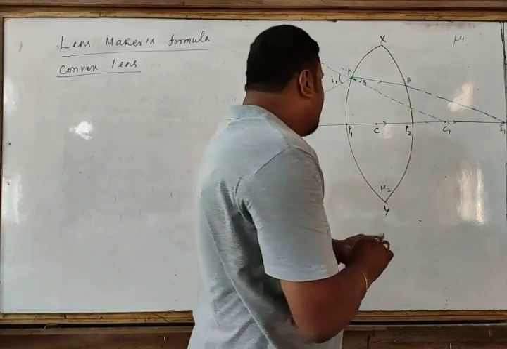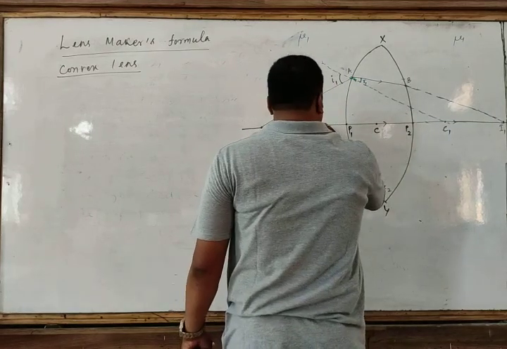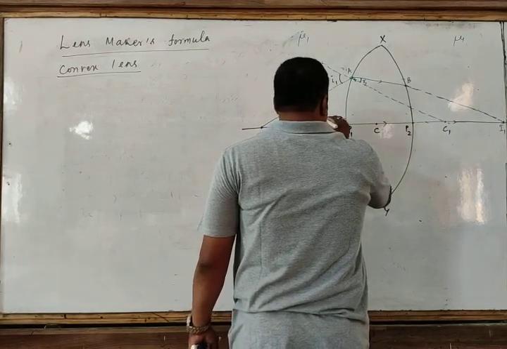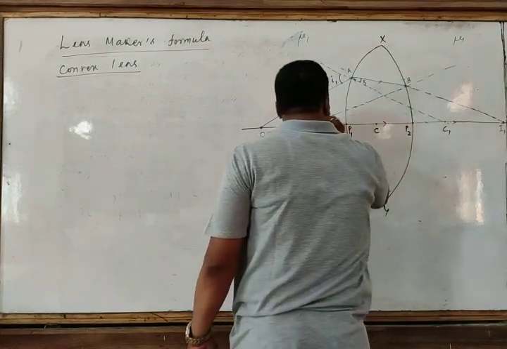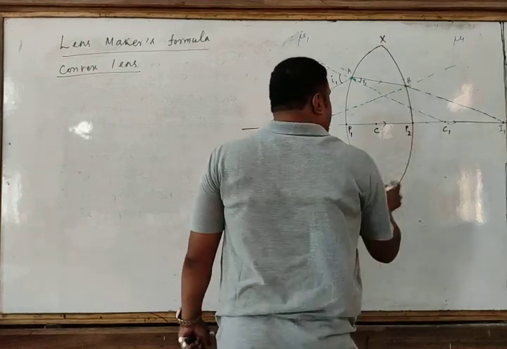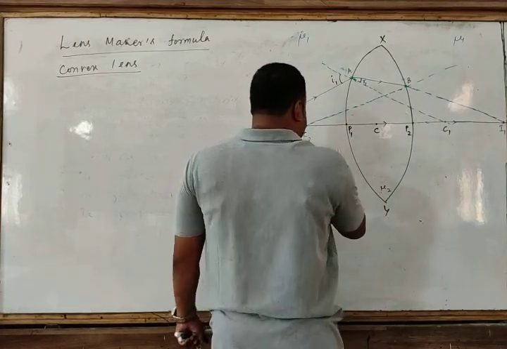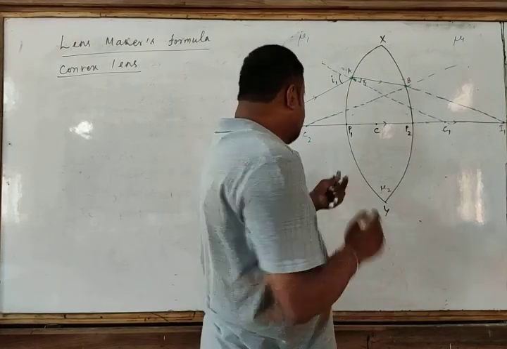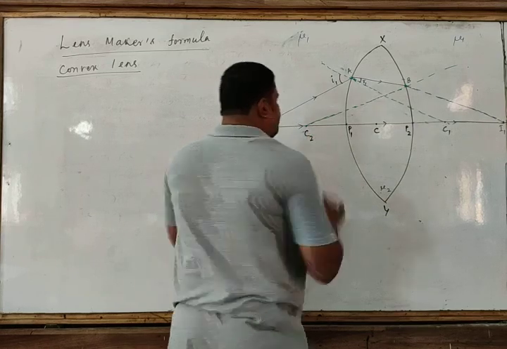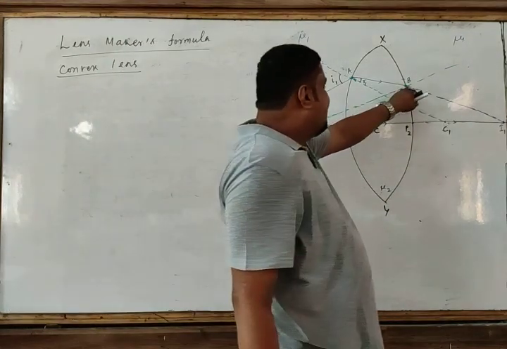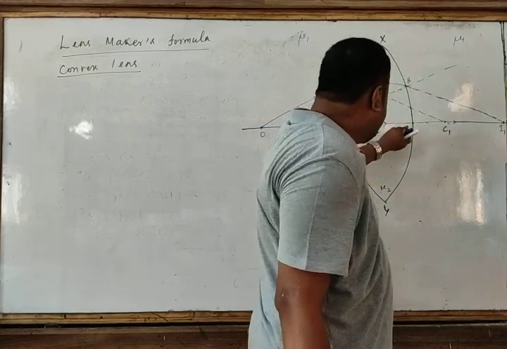So do that refraction. Again, let me draw another normal at this point. Let this be the normal. This is the normal at point B on the surface XP2Y. This normal will meet at the point C2, the center of curvature for this surface, XP2Y. So this is my C2. The ray AB meets the surface XP2Y at the point B.